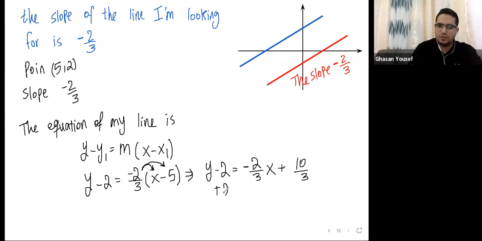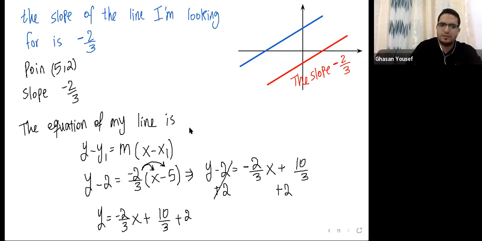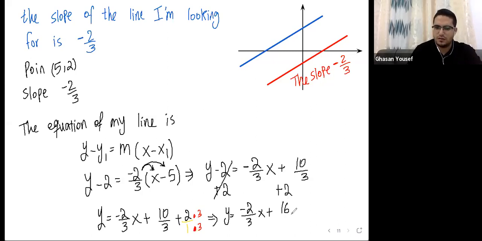Same idea, we add 2 to both sides. Now I get y equals minus 2 over 3 x plus 10 over 3 plus 2. And the 2 is actually 2 over 1, like we did in the previous one, so I have to multiply the numerator and the denominator by 3. Multiplying by 3, multiplying by 3. So now I get y equals minus 2 over 3 x, and here we have 6. 6 plus 10 is 16, exactly. 16 over 3.